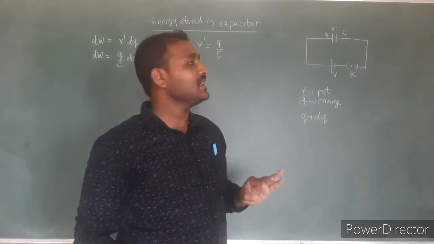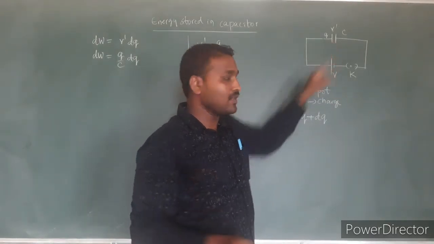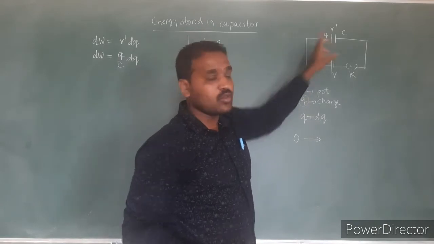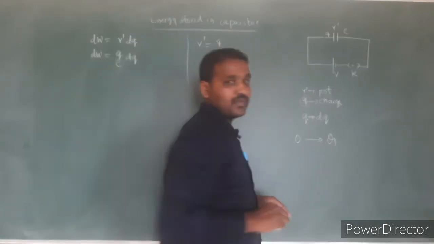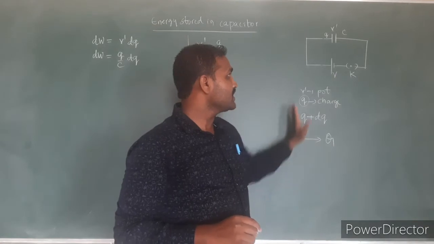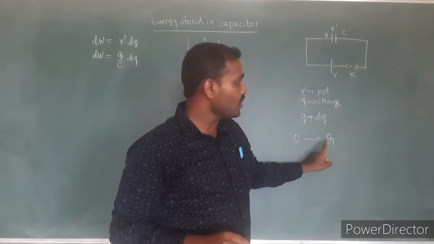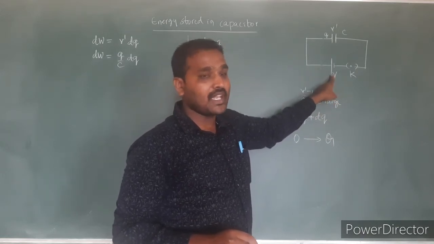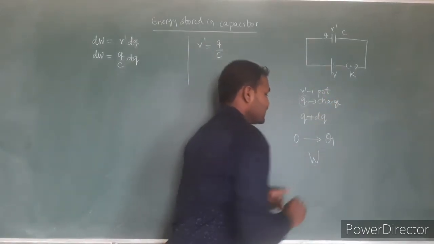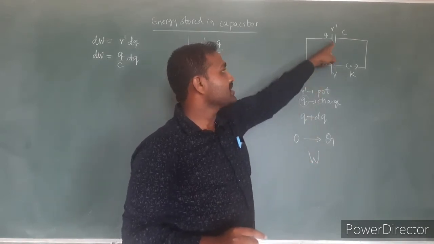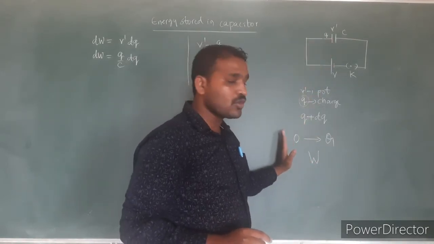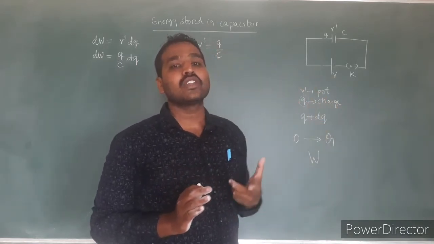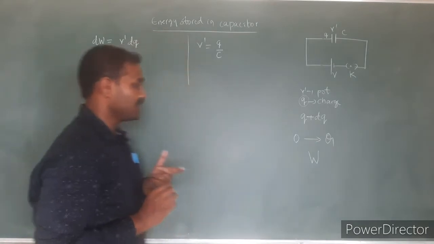But initially the charge on the capacitor is 0. Let us consider the maximum charge which can be stored in the capacitor is capital Q. So for charging this capacitor by the value of capital Q, the total work done by the battery, let it be capital W. Capital W is the total work done in increasing the charge of this capacitor from 0 to capital Q. This total work done itself gets stored as electric potential energy.